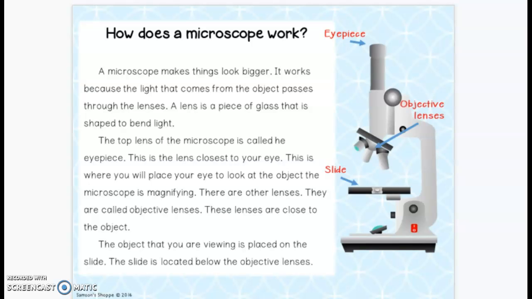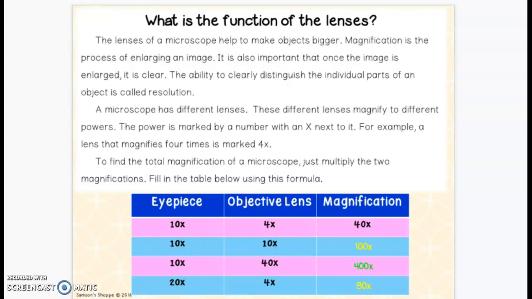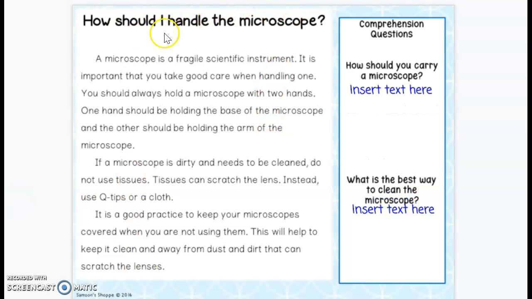When you get to slide 3, you're just going to read about how a microscope works, and it just tells you where the parts are. On slide 4, you need to read this carefully because it's going to ask you a question about it on the next slide. Slide 5, how should I handle the microscope? A microscope is fragile. Read the passage, answer the 2 questions.